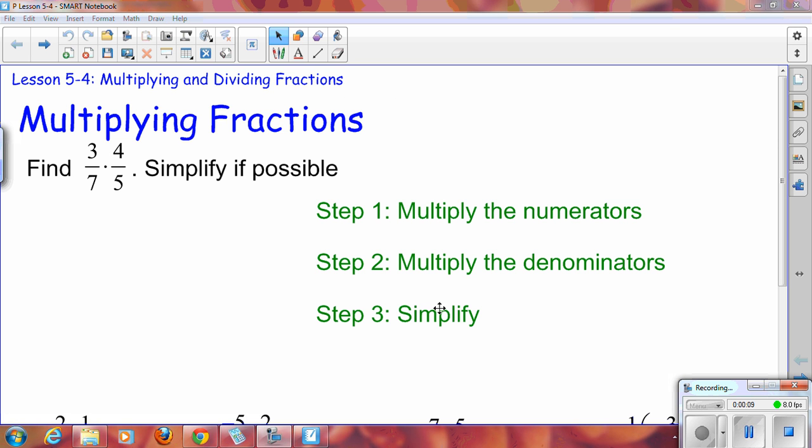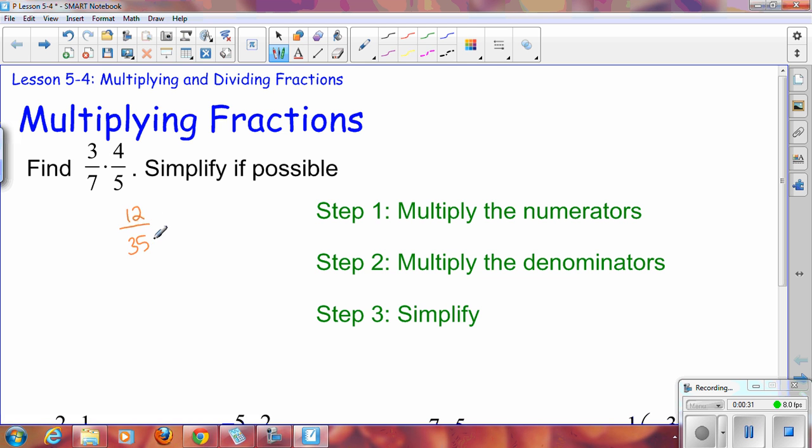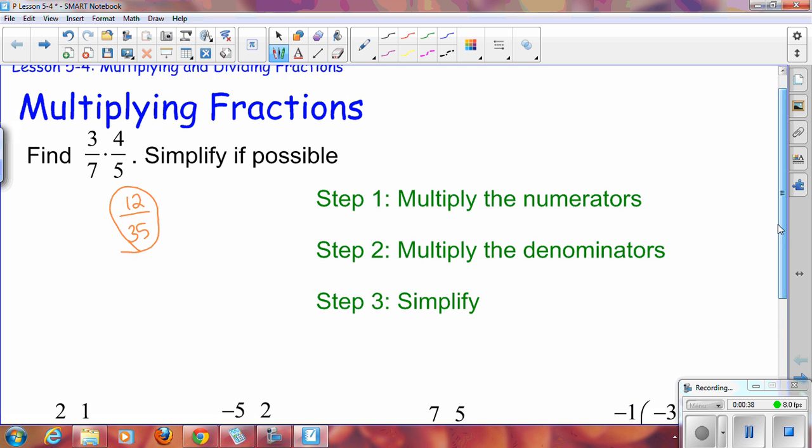When you multiply fractions, you multiply the top times the top and the bottom times the bottom. So multiply the numerators, then multiply the denominators, and if you need to, you simplify. So step 1, multiply the numerators. 3 times 4 is 12. Multiply the denominators. 7 times 5 is 35. 12 and 35 have no common factors, so that is already simplified for us.